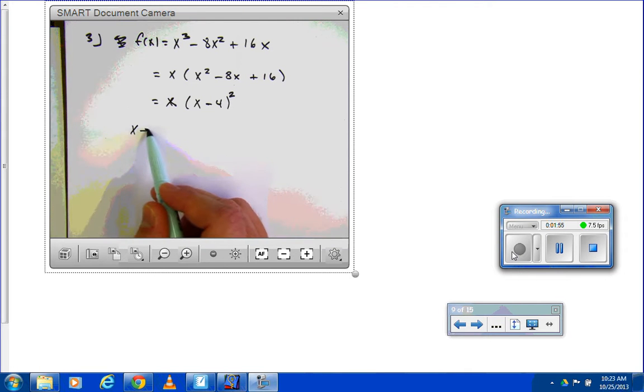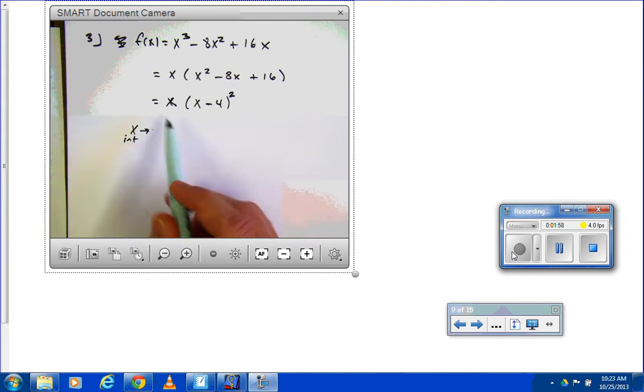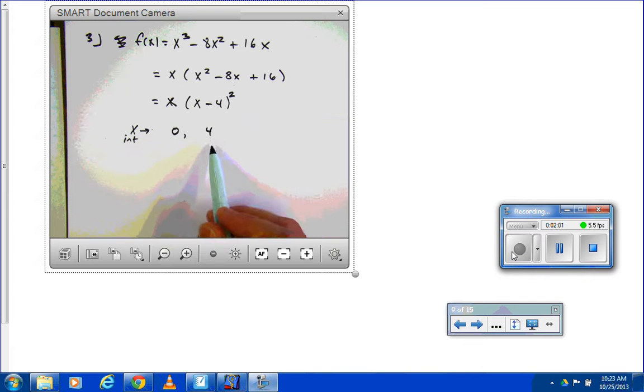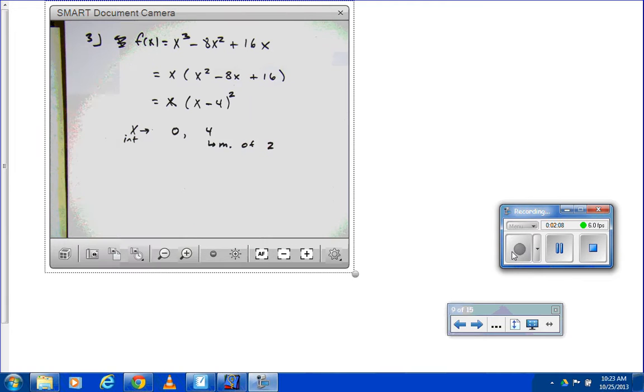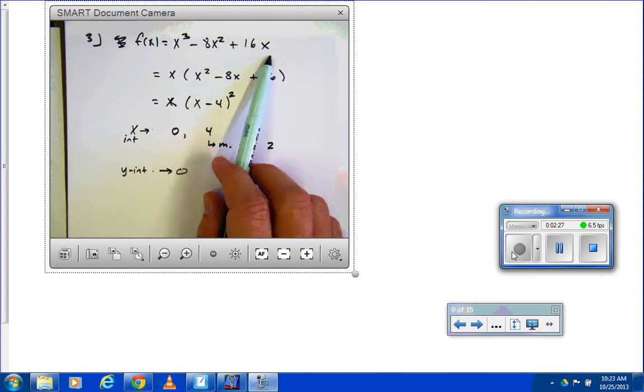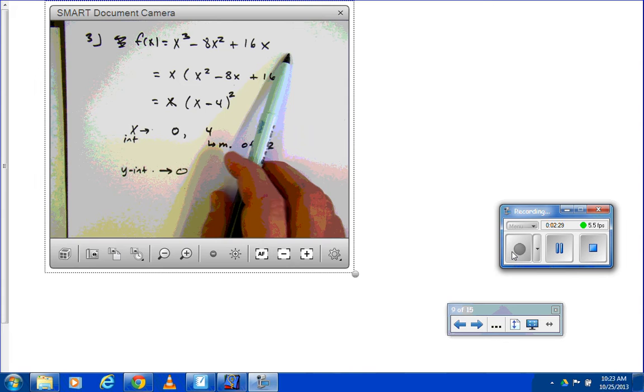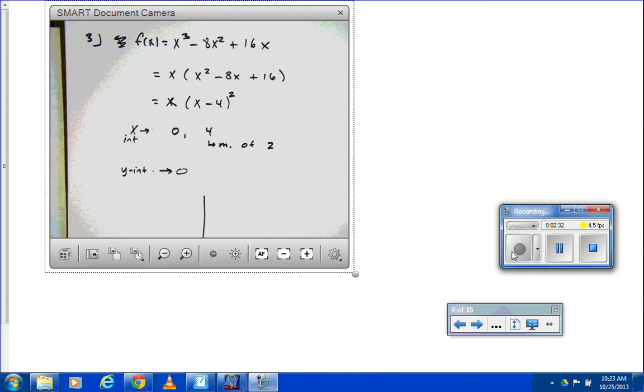All right, so now our x-intercepts are going to be 0 and 4. And let's note that this one's going to have multiplicity of 2. Okay, you're right, it's going to touch and turn around. All right. Now, the y-intercept, we got a shortcut on this one. We said about y-intercept, if the x-intercept is 0, so is the y-intercept. Okay? And if you look, there is no constant, so it would be 0. All right, now let's sketch our graph.